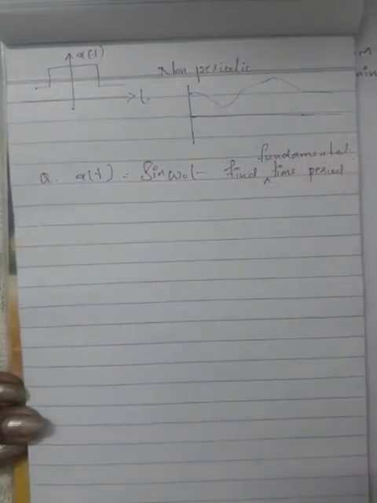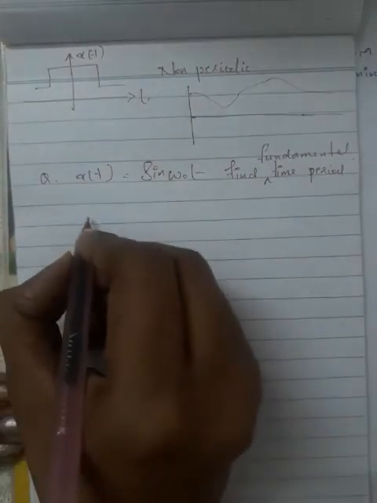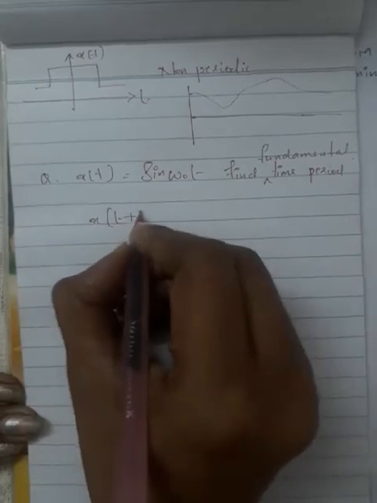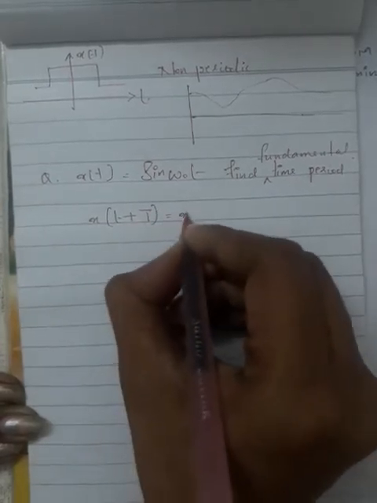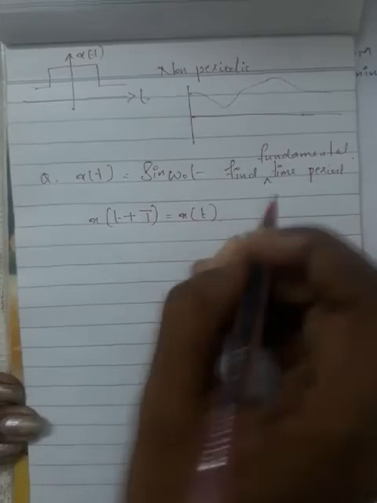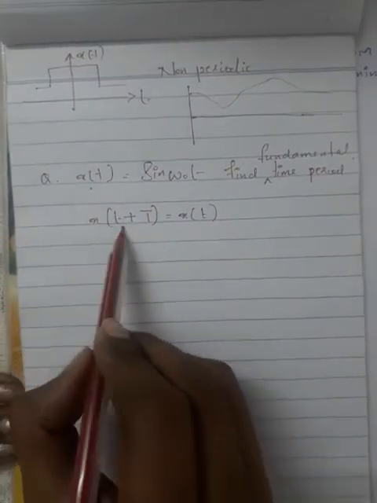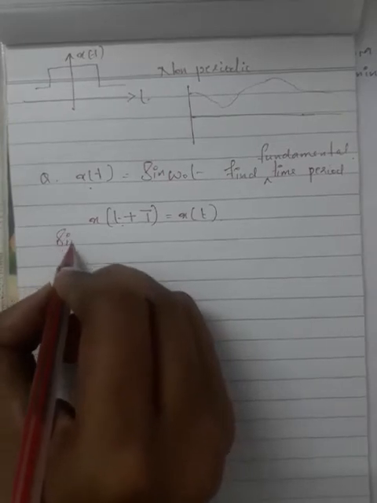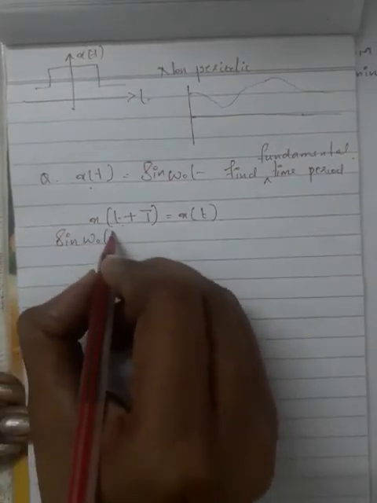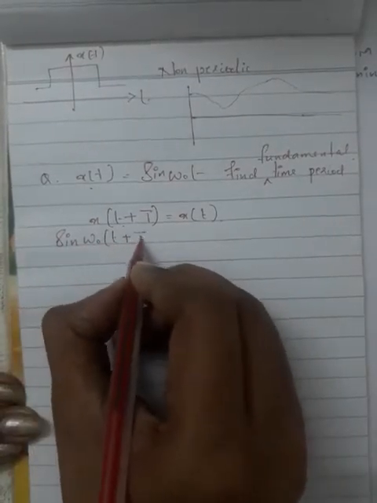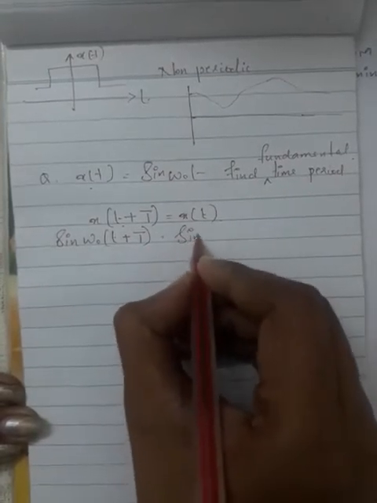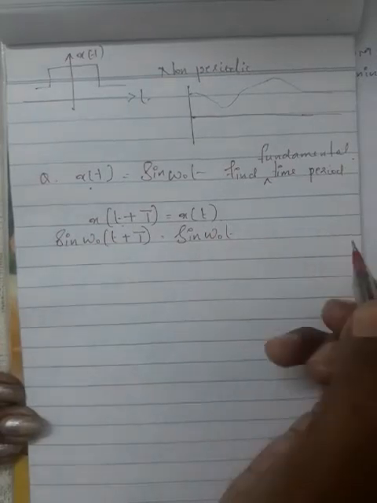Find the fundamental time period of the given signal. According to the equation, x of t plus time period T should be equal to x of t. This is x of t. Then we can find x of t plus T, that is sine omega 0 into t plus capital T, which should be equal to x of t, that is sine omega 0 t.